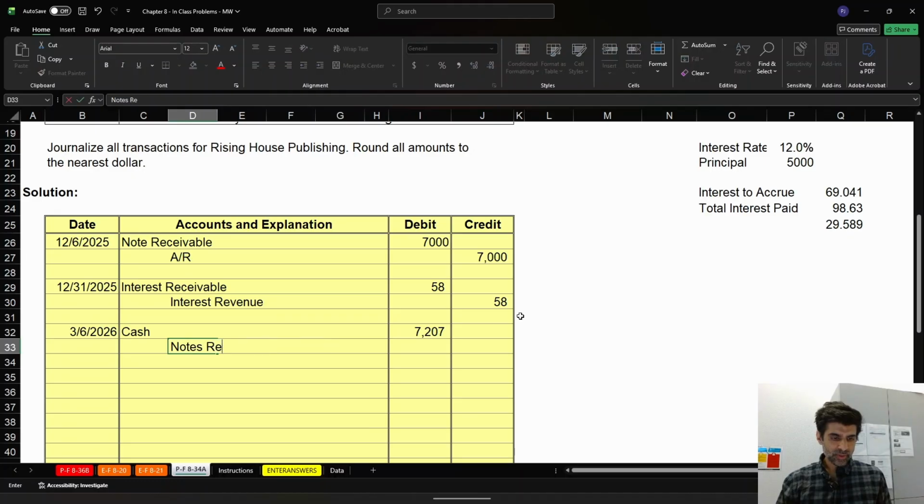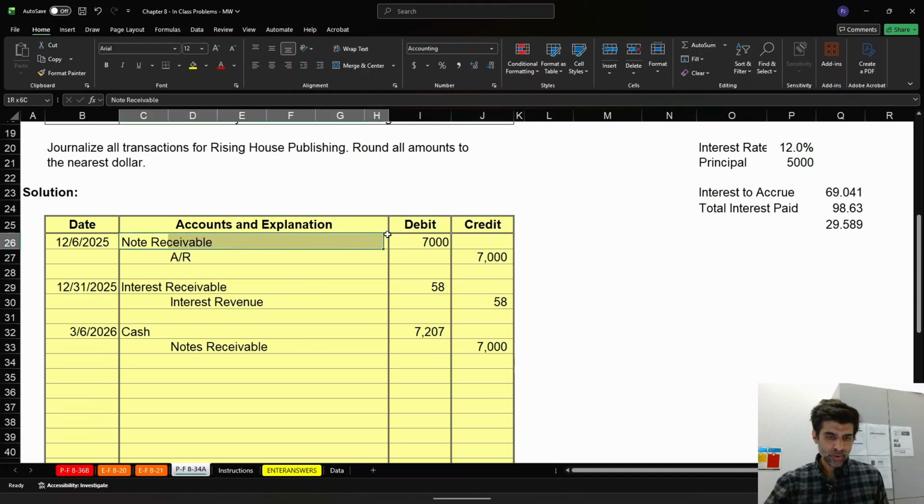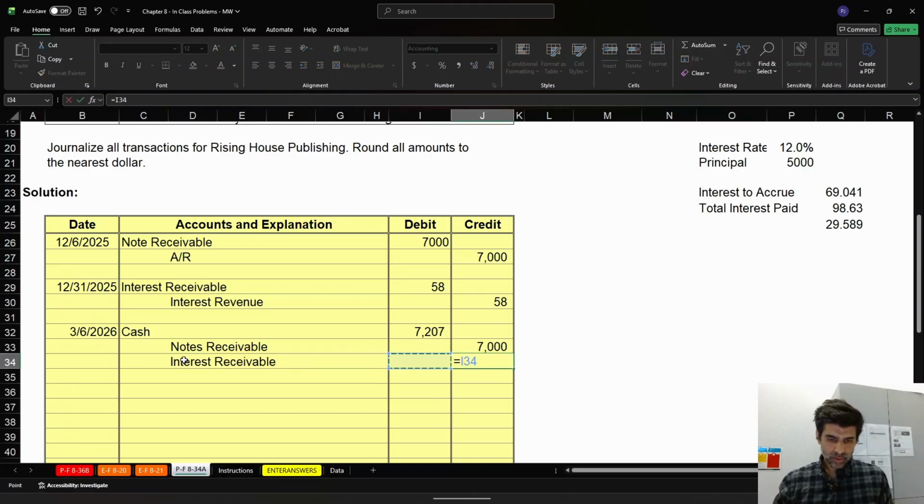Notes receivable is going to get reduced by 7,000. This note receivable is now going away. So this and this are offset. This interest receivable is also going away. Okay, and then the easiest way is just to say this minus this minus this. Okay, this is our interest revenue for 2026.